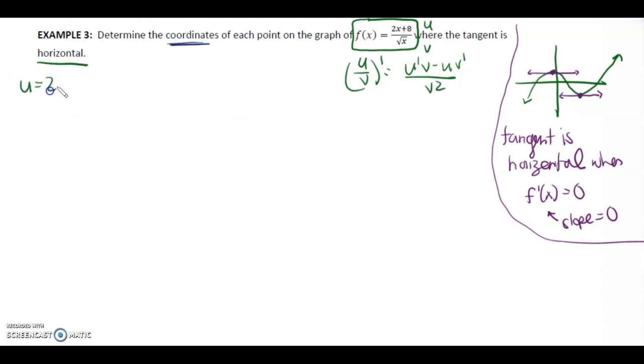So u is 2x plus 8, and the derivative of u is just 2. And v is, I'm going to actually write this as x to the 1/2. You can't really work with a radical when you're doing differentiation. Okay, and then v prime is going to be 1 over 2x to the 1/2.